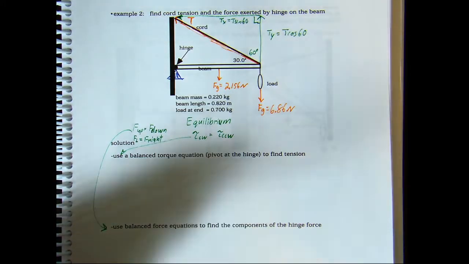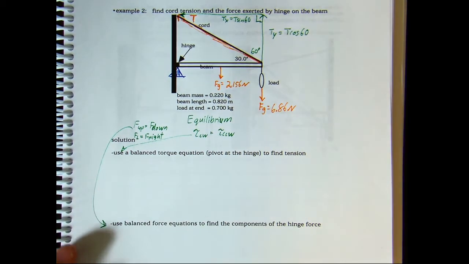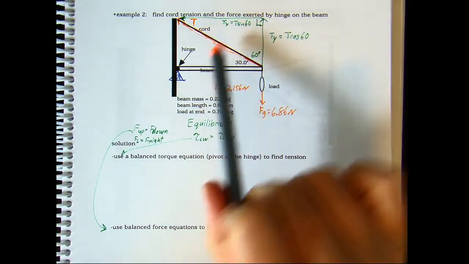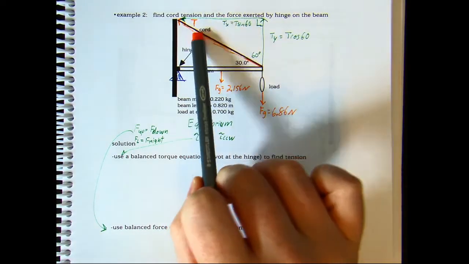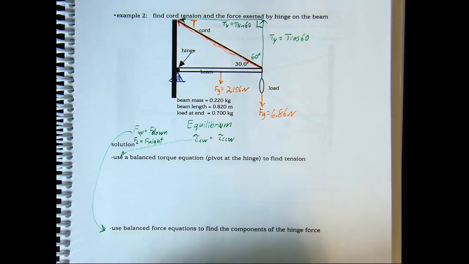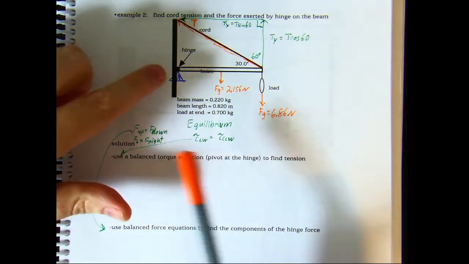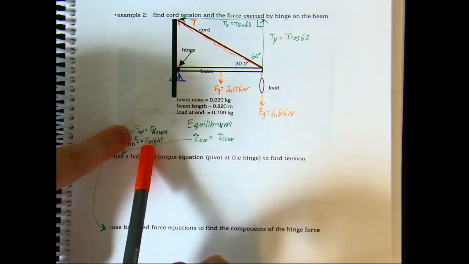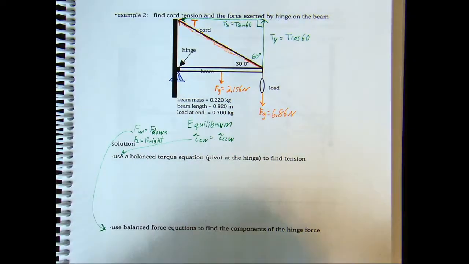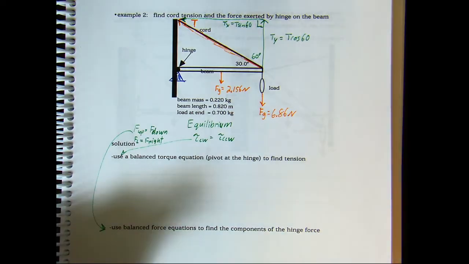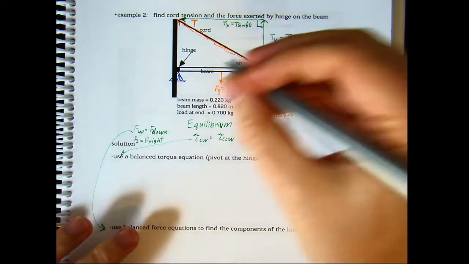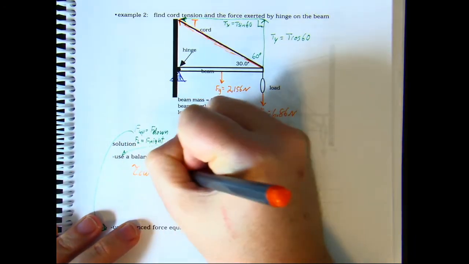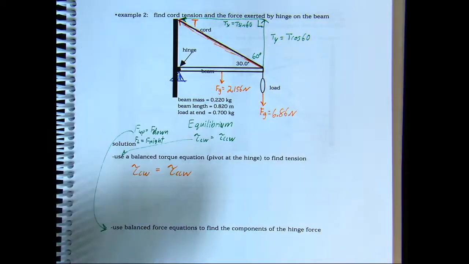So now we've got to start calculating things. We're going to use the torques to figure out what this tension is, and then we can use the tension to figure out Tx and Ty. Because we're going to need Tx and Ty to figure out, using my upward forces and my downward forces, my left forces and my right forces, what this hinge is doing. So let's do it. Torques clockwise equal torques counterclockwise.